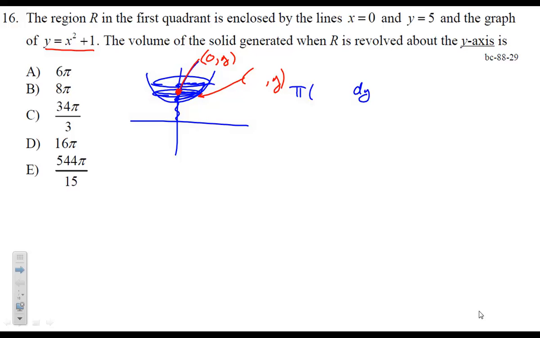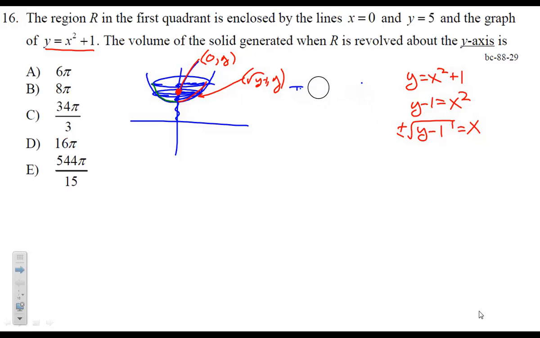So let's go over here and say if y is equal to x squared plus 1, then y minus 1 is equal to x squared, and then plus or minus the square root of y minus 1 is equal to x. Well, the positive version of this is right there, and the negative version of that is over there. So we're just going to be interested in the positive version, and that's going to be the square root of y minus 1.